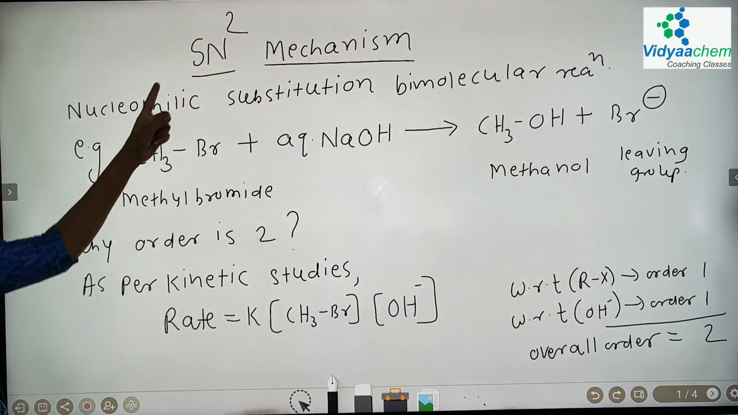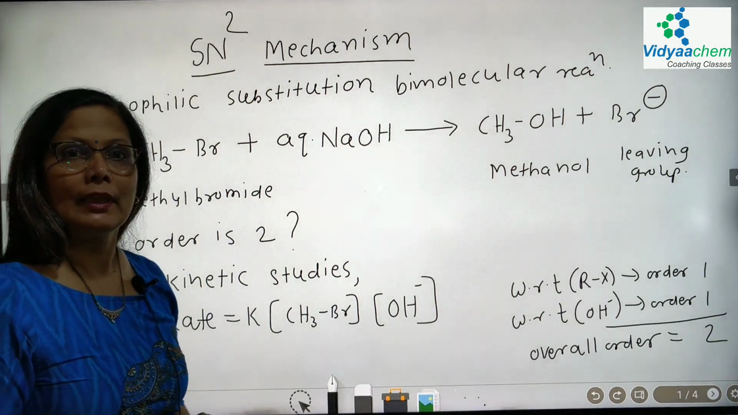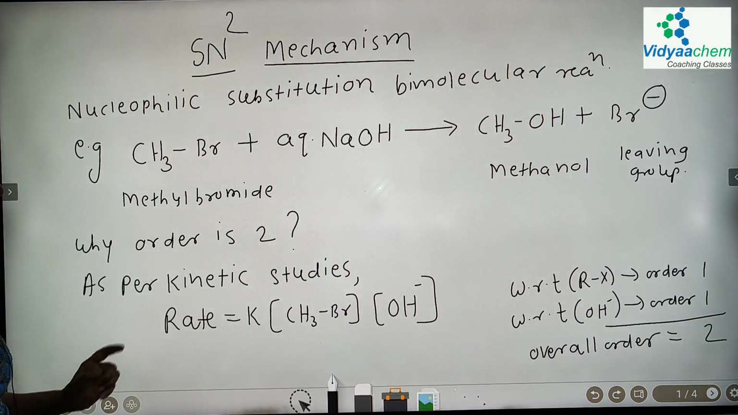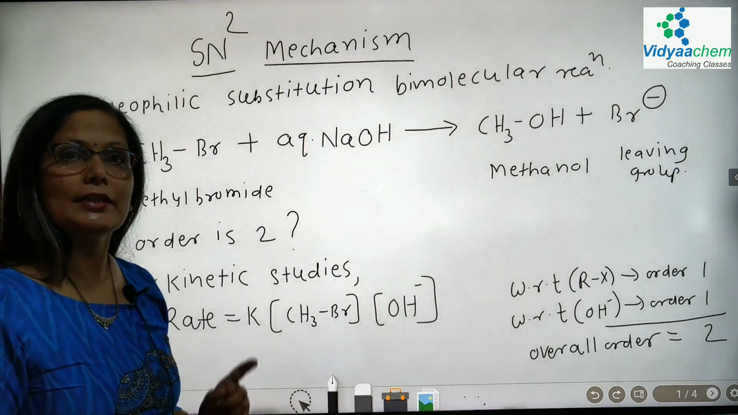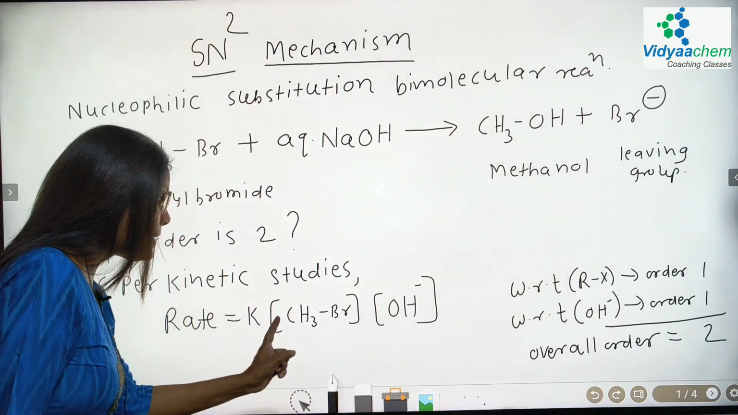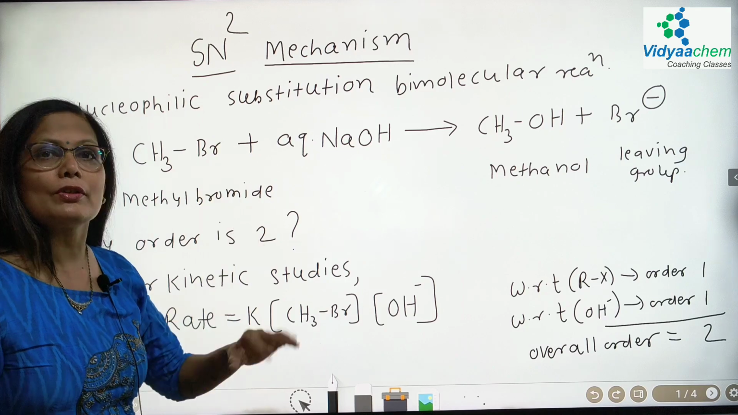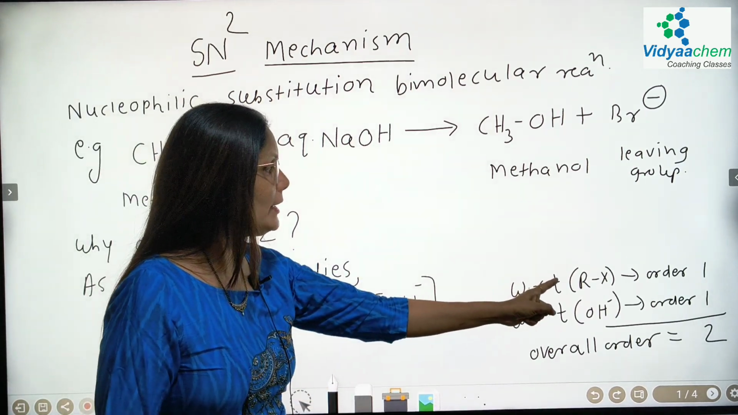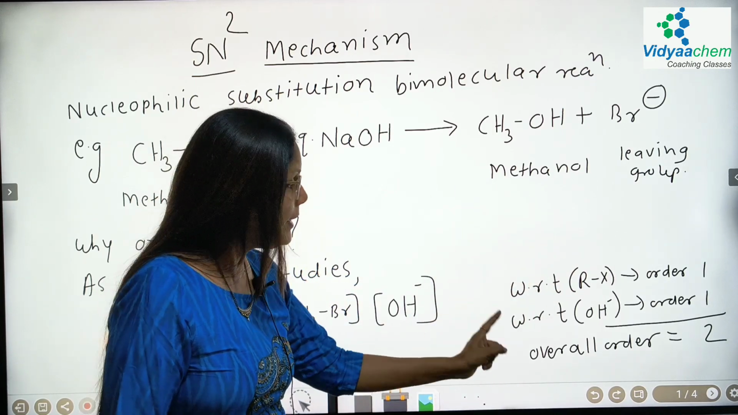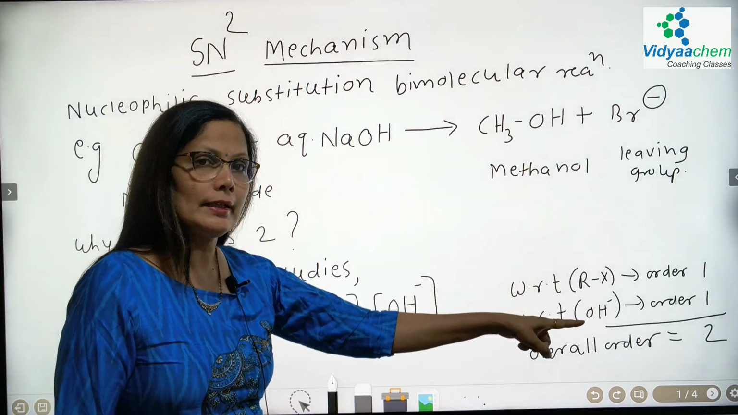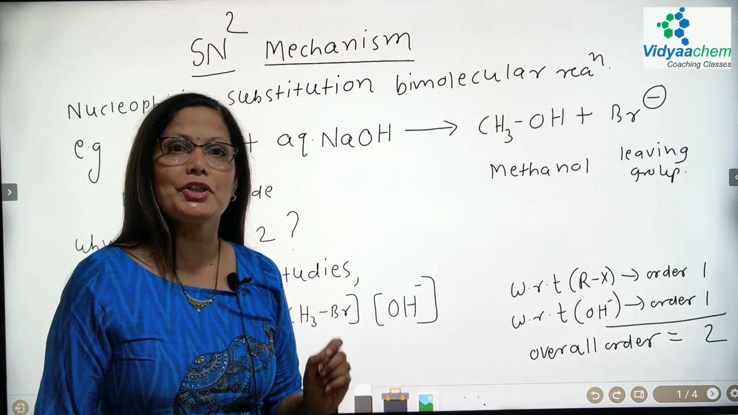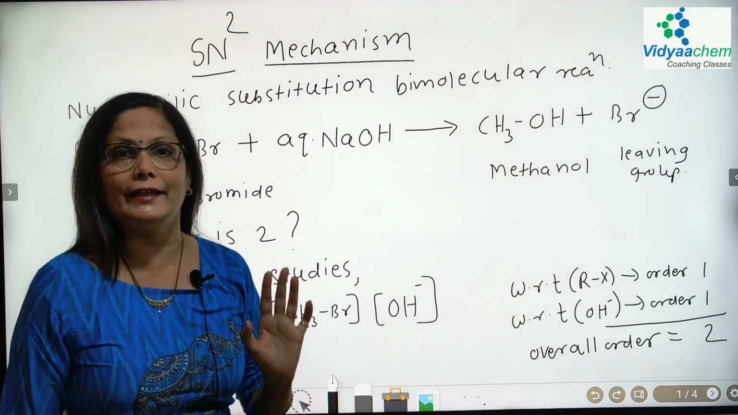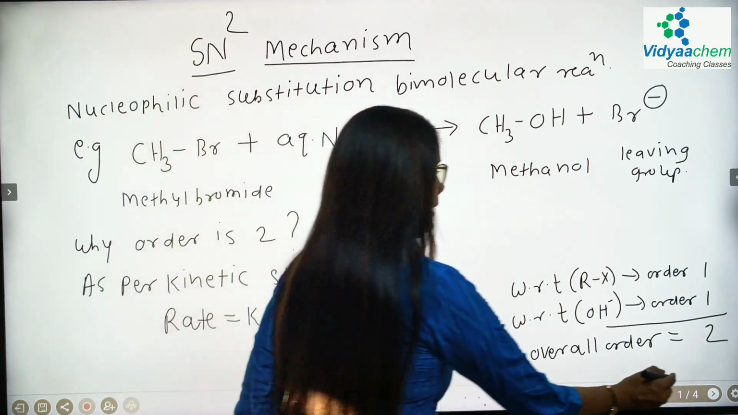So why is the order 2 for this reaction? The reason is, as per kinetic studies, the rate of reaction is dependent upon the concentration of methyl bromide as well as the concentration of the nucleophile. That's why with respect to alkyl halide the order is 1, with respect to OH minus the order is 1, and the overall order of that reaction is 2. That's why it follows second order kinetics. This is the reason.